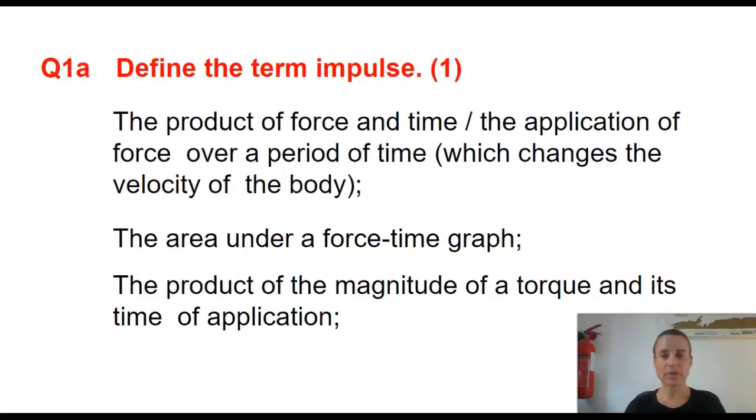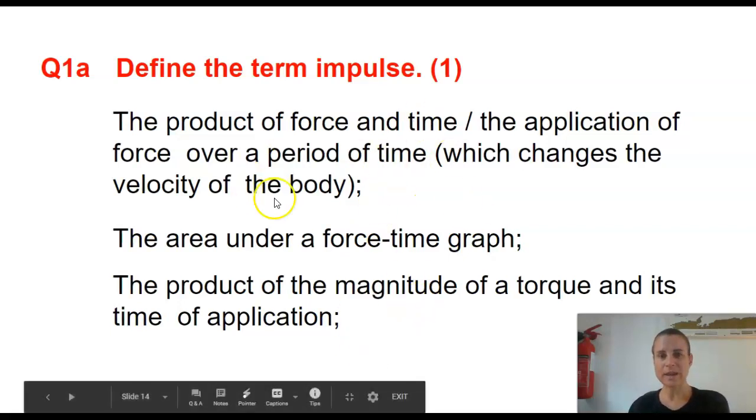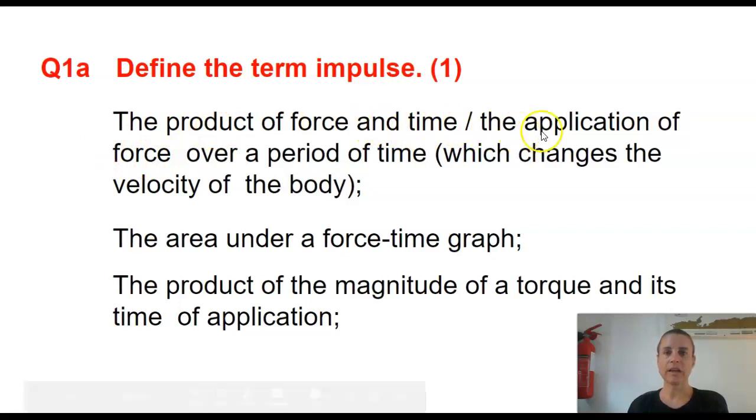So here's an example of a question. Define the term impulse. There's a couple of definitions, but I think this first one is the best one. It's a product of force and time, the application of force over a period of time, and you could also say that it changes the velocity of the body. You could also say that it's the area under a force-time graph.